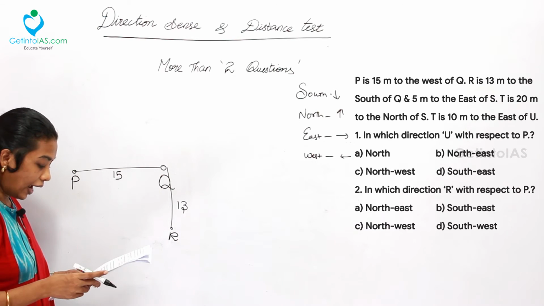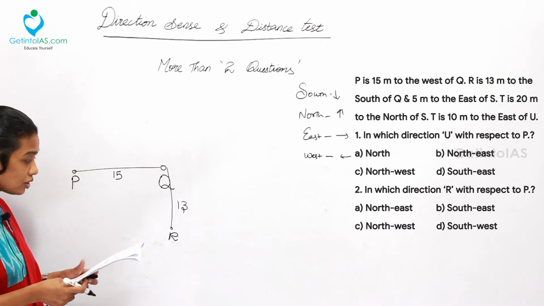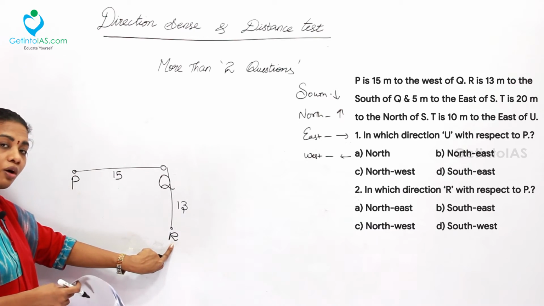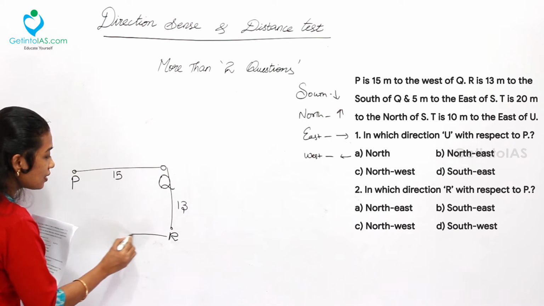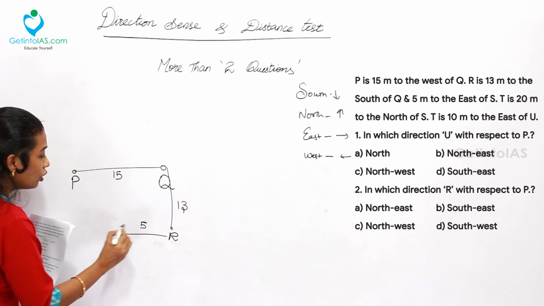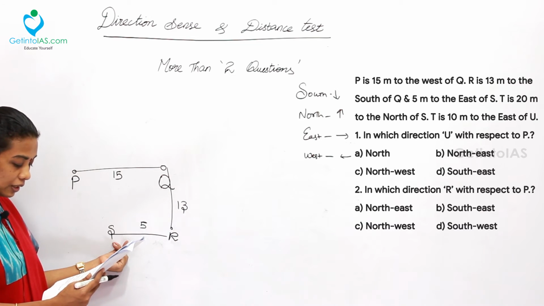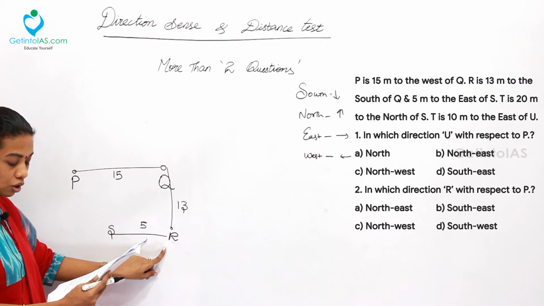Then the next, and 5 meter to the east of S. It denotes that R is 5 meter to the east of S. That is the meaning. So here first S is 5 meter to the west of R. Now read the statement, and R is 5 meter to the east of S.